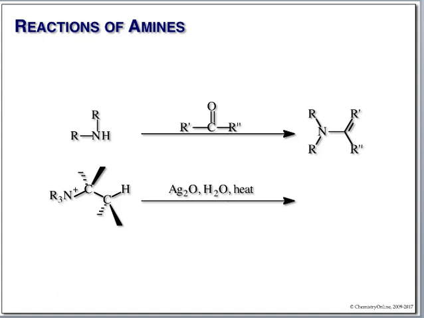And finally, Mr. Hofmann in his elimination. We have a quaternary ammonium salt. We have silver oxide. We will get an E2 elimination to give the alkene.